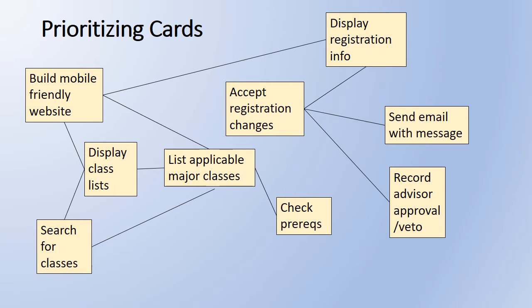Here we have the cards showing the dependencies. The cards on the left have to be done before the cards on the right. The lines show which features are dependent on which other features. Looks like we need to search for classes and build that website before anything else.